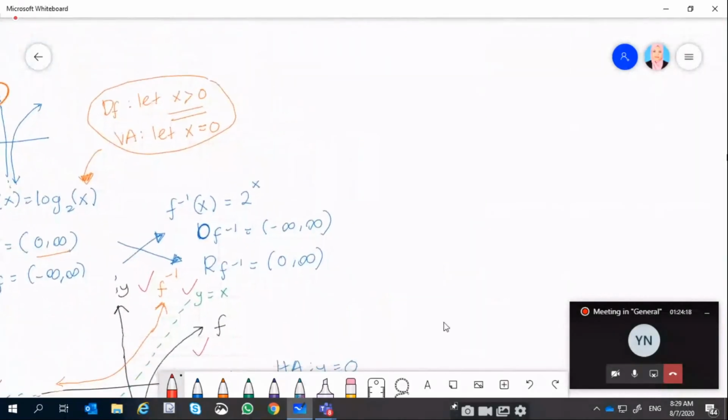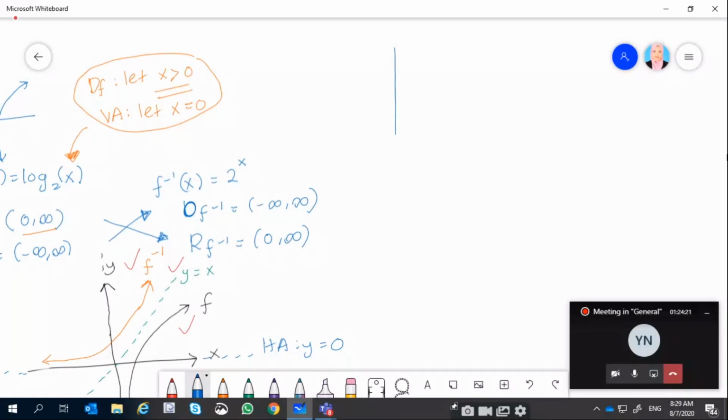Same if the given F is 2 to the power of x, you have to find F inverse. In order to find F inverse when given exponential functions, you go through the same steps. We let f(x) equal y, then interchange x and y, and then solve for y. To solve for y, log 2 x equals y.